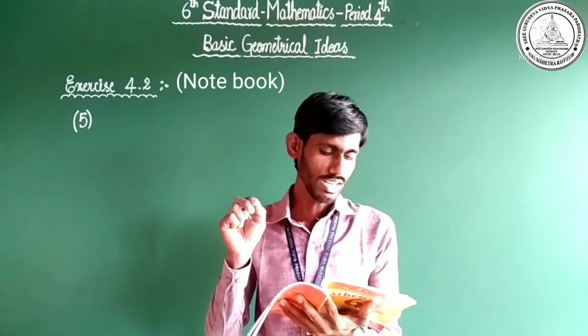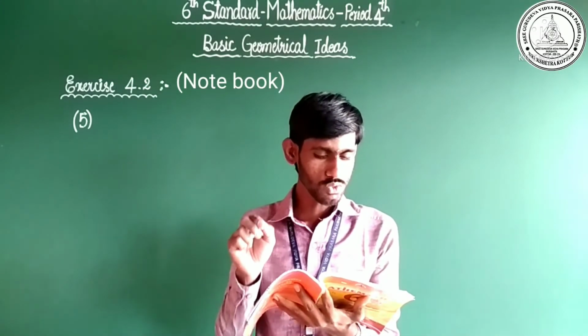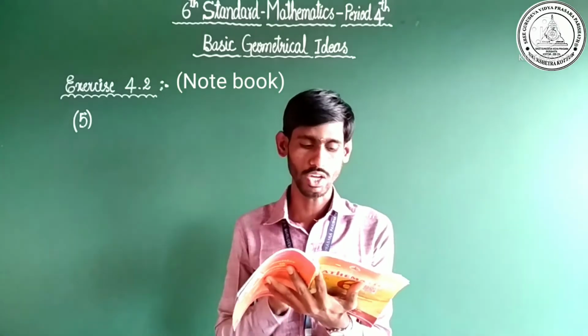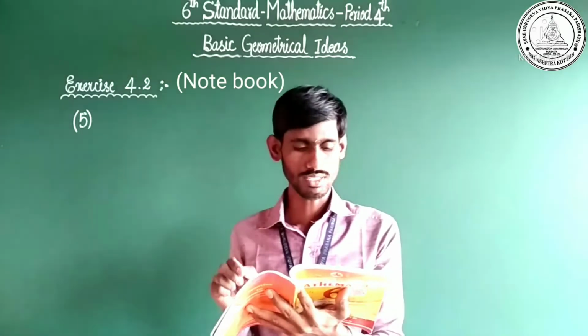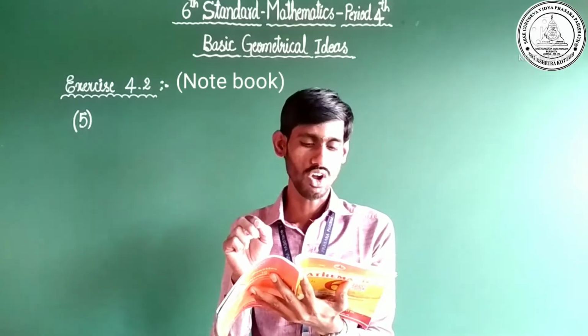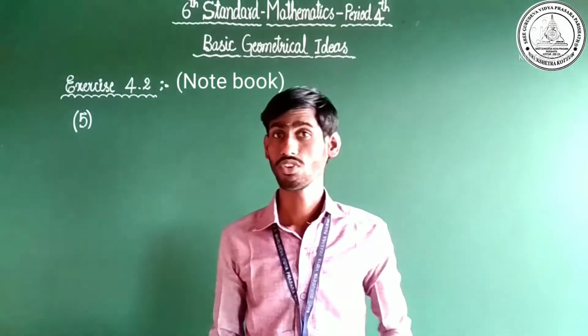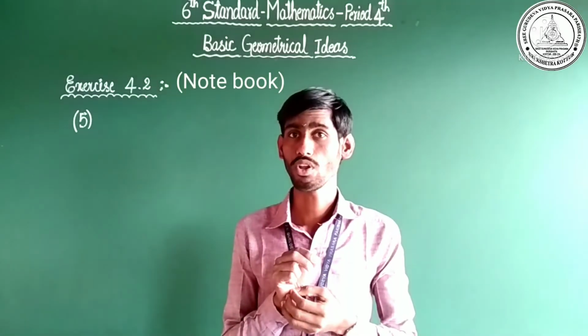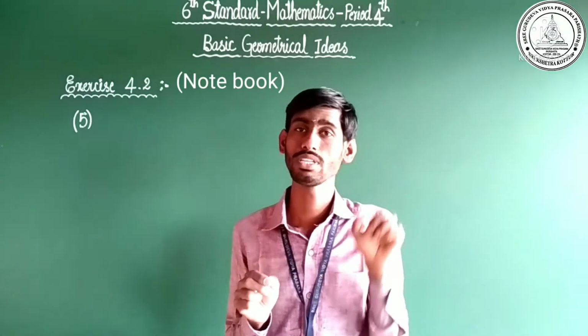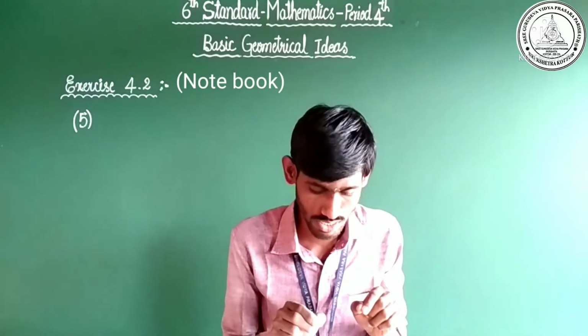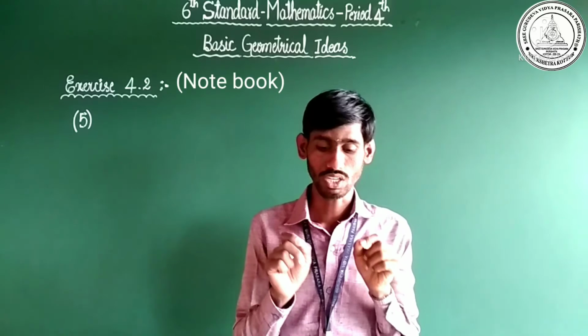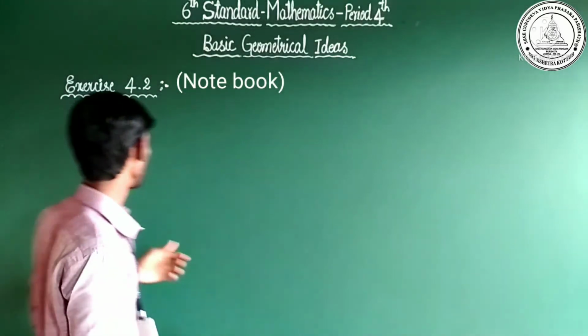Fifth question. Illustrate, if possible, each one of the following with a rough diagram. Yes, the first is a closed curve that is not a polygon. Yes, you should know the definition of a polygon. A polygon is nothing but it is formed by the help of line segments. But what is the condition here? Closed curve that is not a polygon. Observe here the first one.